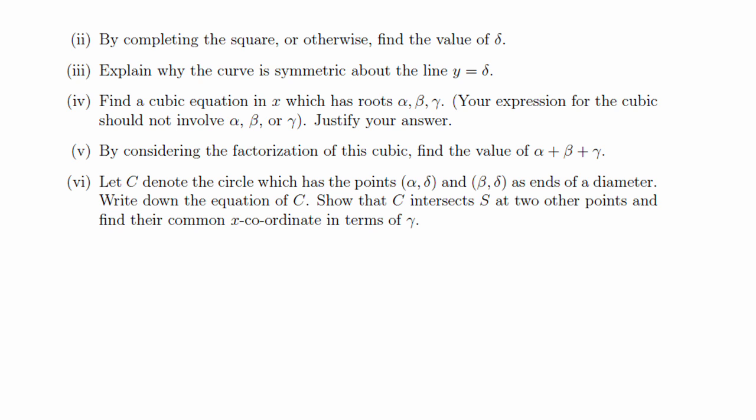Part 5. Suppose this cubic factorised as x minus alpha, x minus beta, x minus gamma. Then if we multiplied that out, we'd get an x squared coefficient of minus alpha plus beta plus gamma, but our cubic has no x squared coefficient, so that sum must be 0.